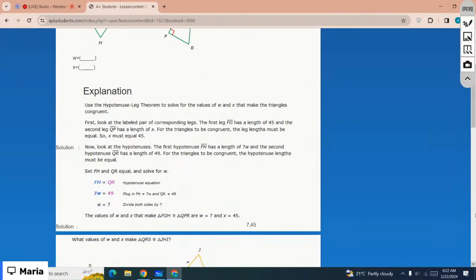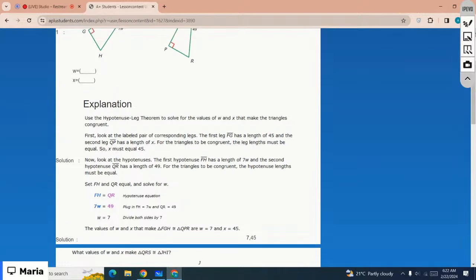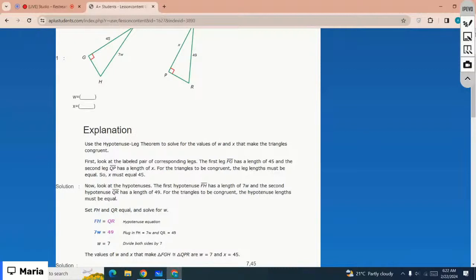Okay, first look at the labeled pair of congruent legs. The first leg FG has a length of 45 and the second leg QP has a length of x, right? So for the congruent triangles, the leg lengths must be equal, so x equals 45, right? Because FG and QP are congruent, so their lengths are also equal. Got it? So that's why x equals 45.